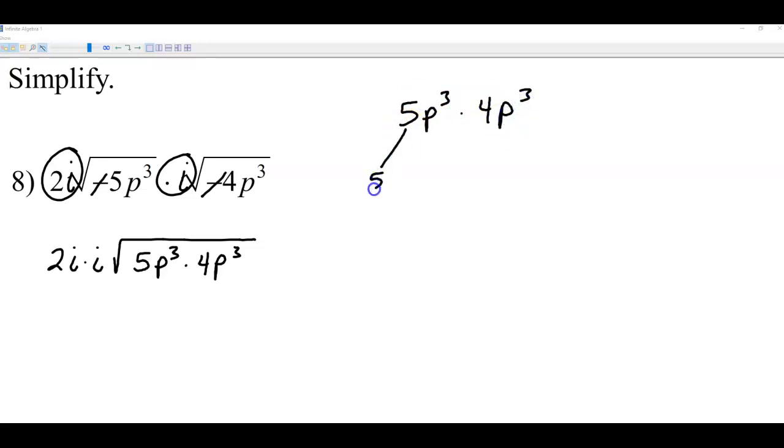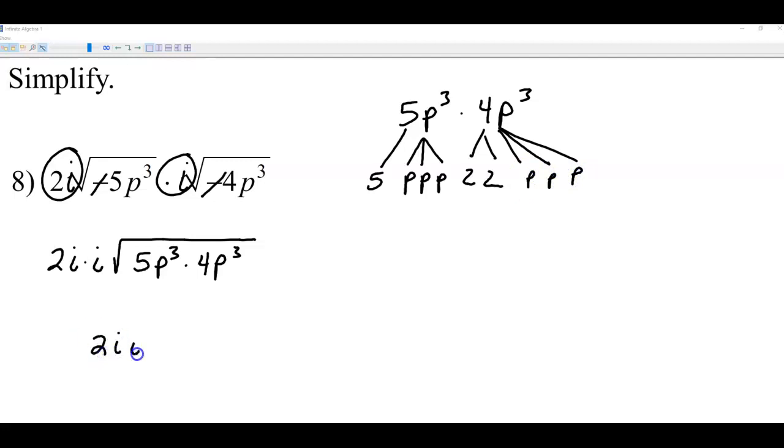So we have 5, 3 p's, 4 is 2 times 2, and p to the third is 3 p's. So on the inside, I have a 5, I've got 2 2's, and 6 p's.